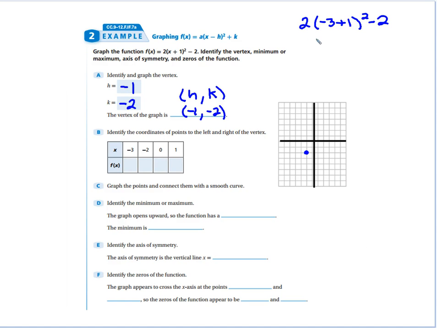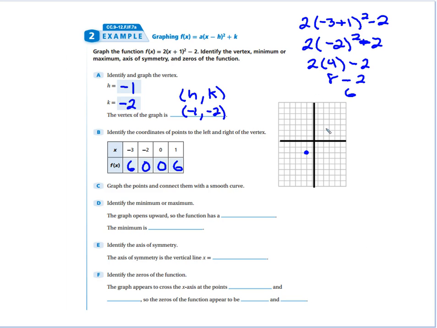I'm going to do inside first. So I do 2, and then this is going to become (−2)² − 2. What's negative 2 squared? That's positive 4. So I have 2 times 4 minus 2. 2 times 4 is 8, minus 2 is going to give me a 6. So I put a 6 there. I'm going to repeat that exact same process for the other three numbers, and I'm just going to fill those in to save time. So it'd be a 0, a 0, and a 6.